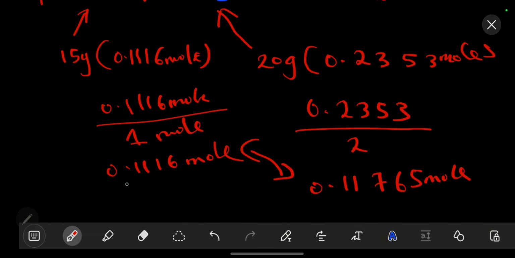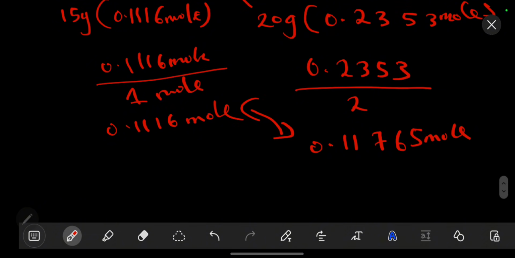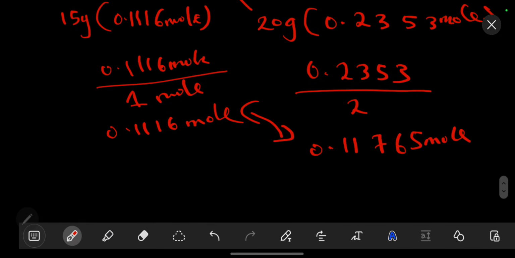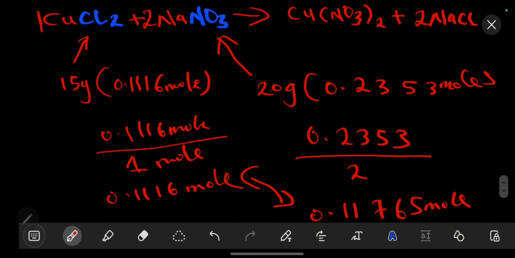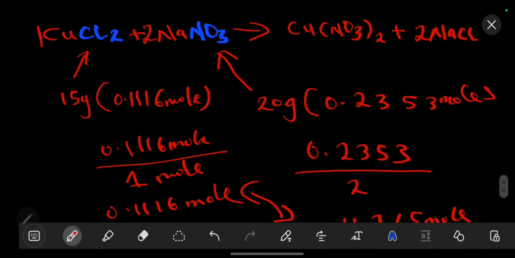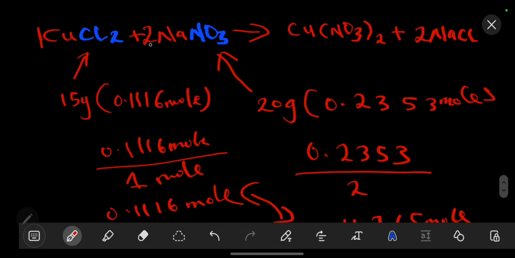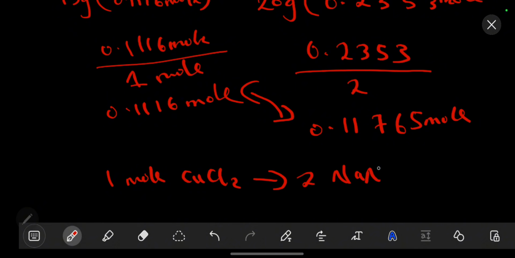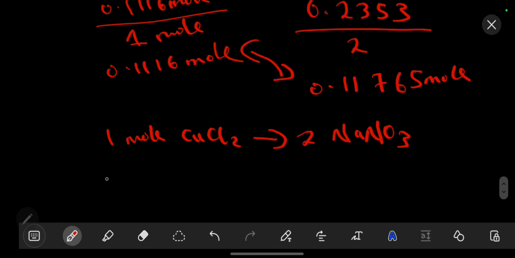By doing that, you can directly compare which one is the limiting reagent. Whichever is smaller, that's the limiting reagent. Now, since you know that this is your limiting reagent, using the other way of comparing, we can say from the equation that 1 mole of our copper 2 chloride can react with 2 moles of our sodium nitrate. Then we say, how about if you have 0.116 moles? How much of it can it react with? You say x.